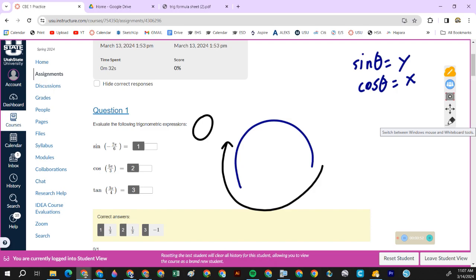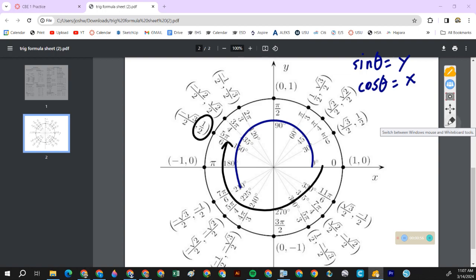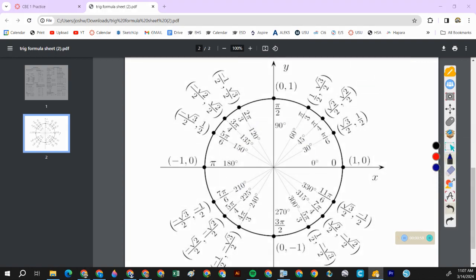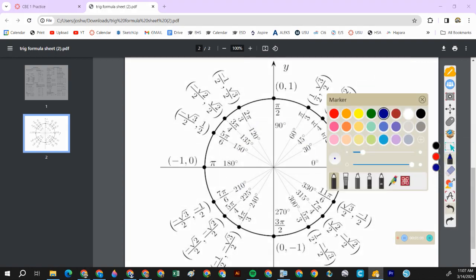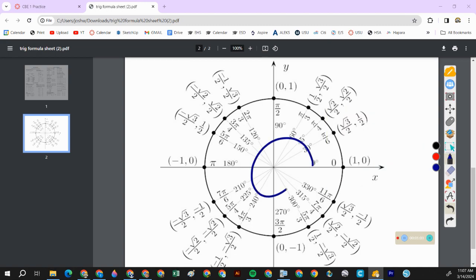The next one is the cosine of 5 pi over 3. So 5 pi over 3 is this angle. The cosine is just going to be 1/2.